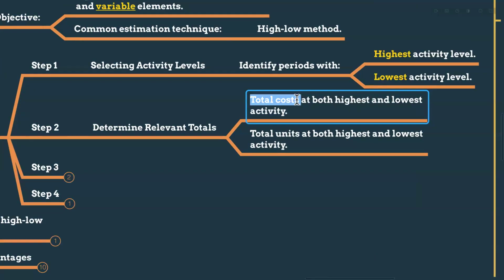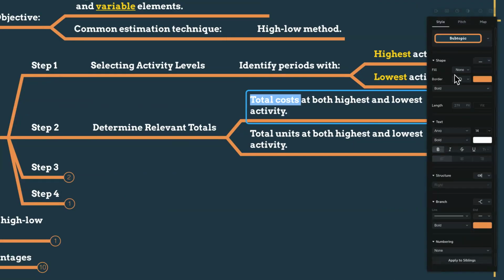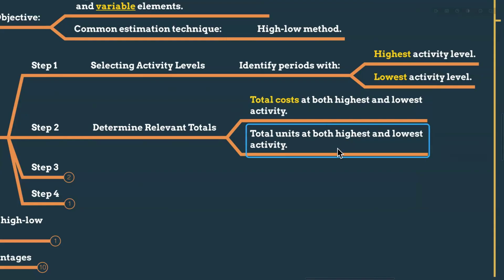Total cost, in your examination paper also, they will provide. It includes some variable parts and also some fixed parts. So we have to identify the total cost at both highest and lowest activity. Highest activity means the number of units produced in high volumes. Lowest activity means a low number of units. And then the total units at both highest and lowest activity.